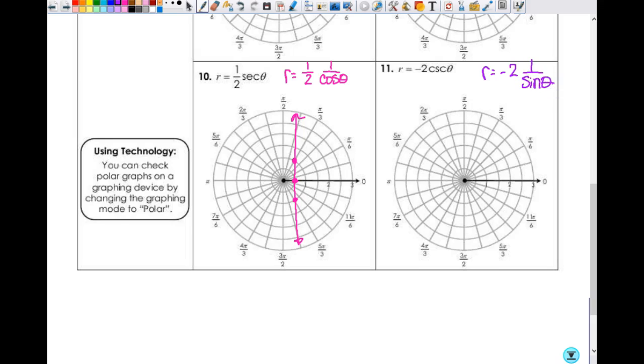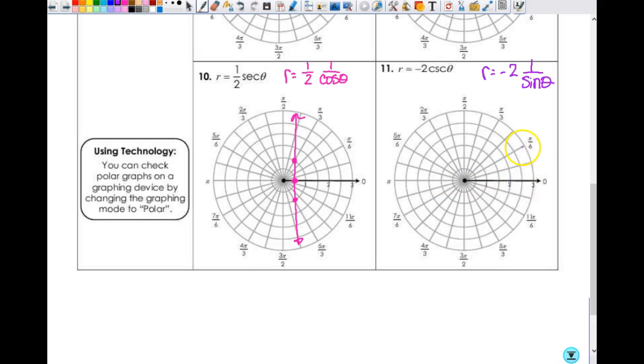And on number 11, it's going to go off the circle a little bit, and that's okay. Come on, graph, people. What you think I said? The sine of 0 is 0. 1 over 0 is undefined. I have nothing there, right?